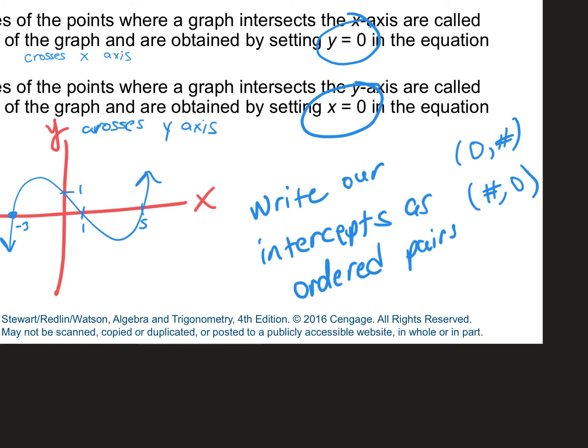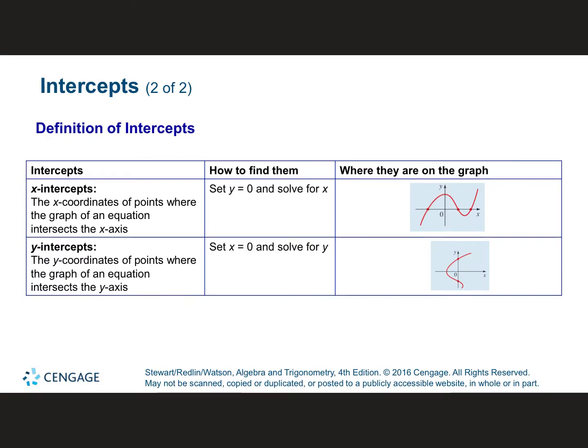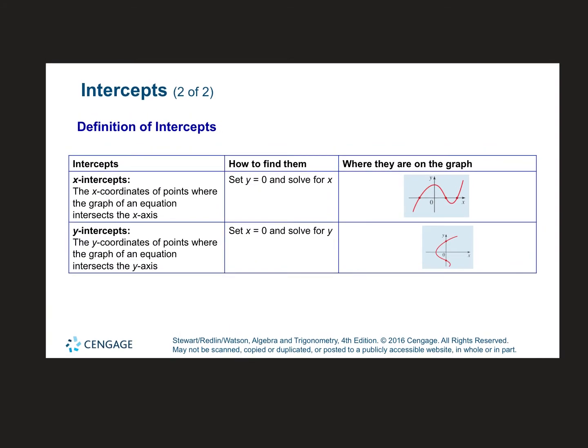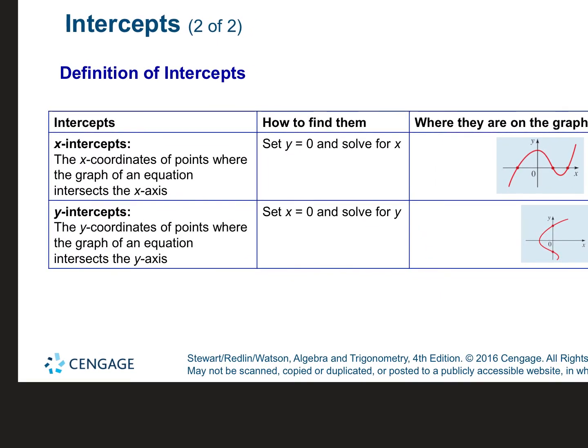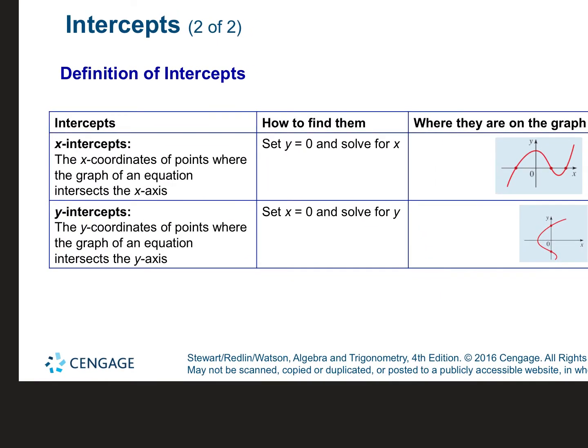It's x equals 1, or (1, 0). But we're going to write them as ordered pairs because we're talking about two different axes, so we need to make sure we know which one we're looking at. Again, x-intercepts are where the graph crosses the x-axis. Y-intercepts are where it crosses the y-axis. If you're trying to find x, you set y equal to 0 and solve. If you're trying to find y, you set x equal to 0 and solve.